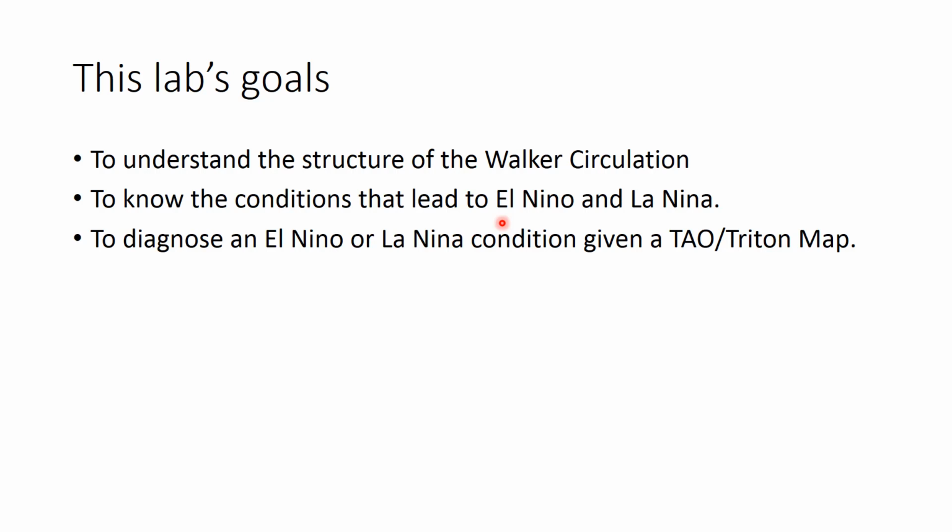So the goals for this lab, first we're going to talk about something called the Walker circulation. Then we're going to talk about the conditions that lead to El Nino and La Nina, and then I'm going to have you looking at something called a Tau Triton array. And it has some really cool data that helps us determine, are we in an El Nino or are we in a La Nina? Alright, so grab a drink, strap in, let's do this.